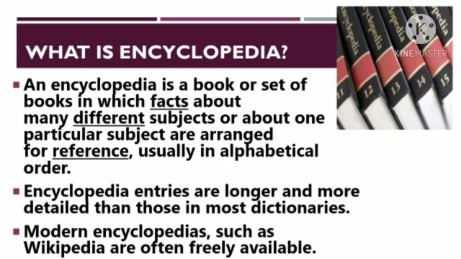Here comes the question: what is the difference between an encyclopedia and a dictionary? In an encyclopedia, entries are longer and more detailed than those in most dictionaries. Some modern encyclopedias, such as Wikipedia, are electronic and are often freely available.